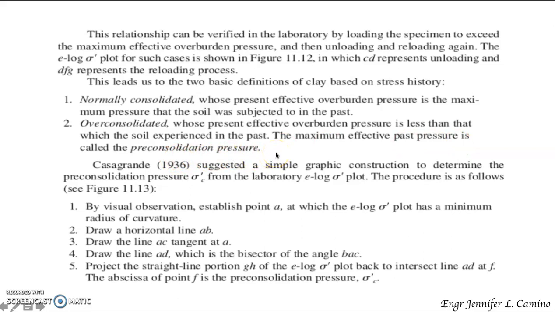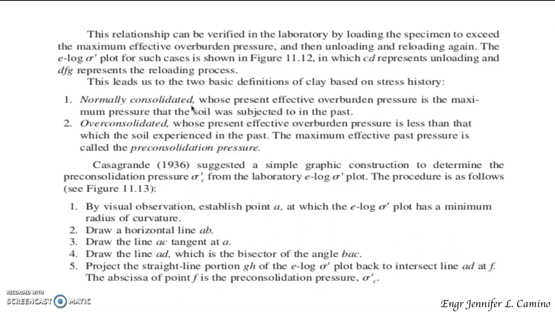So the soil was subjected to a certain pressure in the past, which is the maximum, and that is what we call the pre-consolidation pressure. When we talk about normally consolidated, the present effective overburden pressure is the maximum compared to the past overburden pressure that the soil experienced. When we talk about over-consolidated, the present effective overburden pressure is less than the past effective overburden pressure.